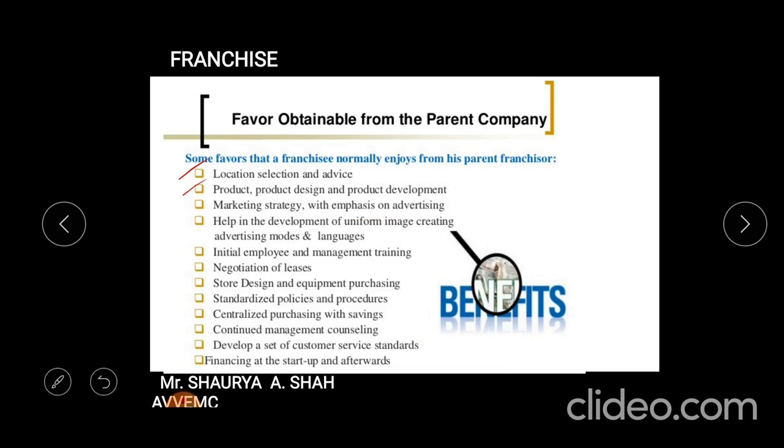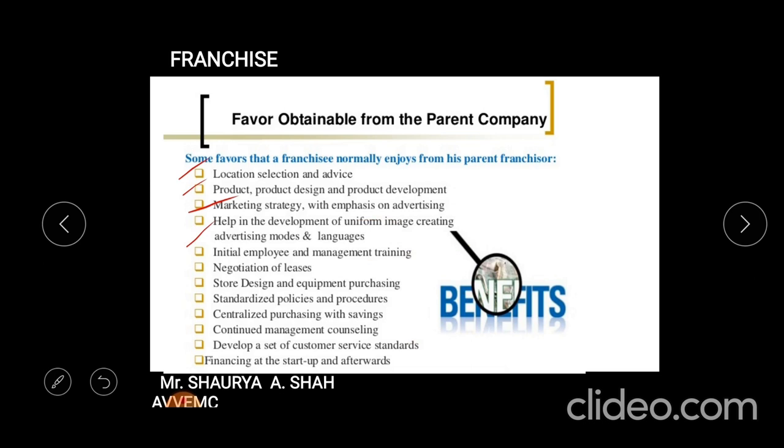Marketing strategy with the emphasis on advertising. How the marketing strategy is to be targeted, which advertising strategy is to be adopted, everything is decided and consulted by the parent company. It helps in development of a uniform image, creating advertising modes and languages, right?